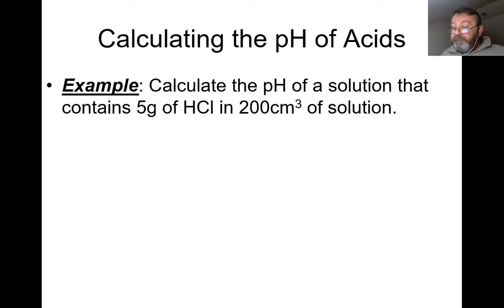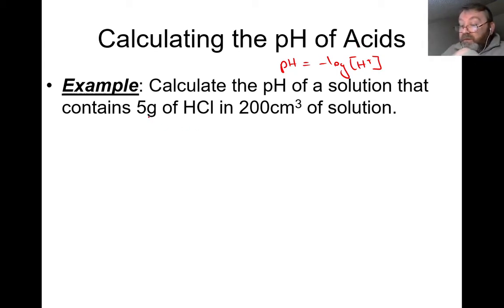Okay, next one. Calculate the pH of a solution that contains 5 grams of HCl in 200 centimetres cubed of solution. Now, we've got 2 things to worry about here. First of all, pH equals minus the log of the hydrogen ion concentration, meaning that your hydrogen ion concentration must be in moles per litre.